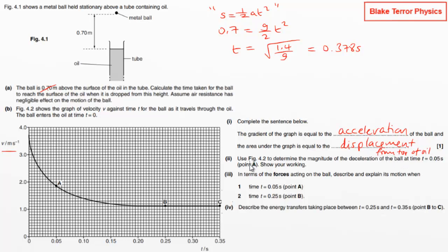Right, use figure point 2 to determine the magnitude of the deceleration of the ball at point A. This is a nightmare to try and do on this screen because I'm not very good at drawing straight lines freehand on here. But because we know it's the gradient, we're going to want to draw a big tangent line in and then try and estimate from this. So let's try taking this over 0.15 then. So who knows what this is going to come out as. So we divide by a time of 0.15. We want something as big as possible really on this.